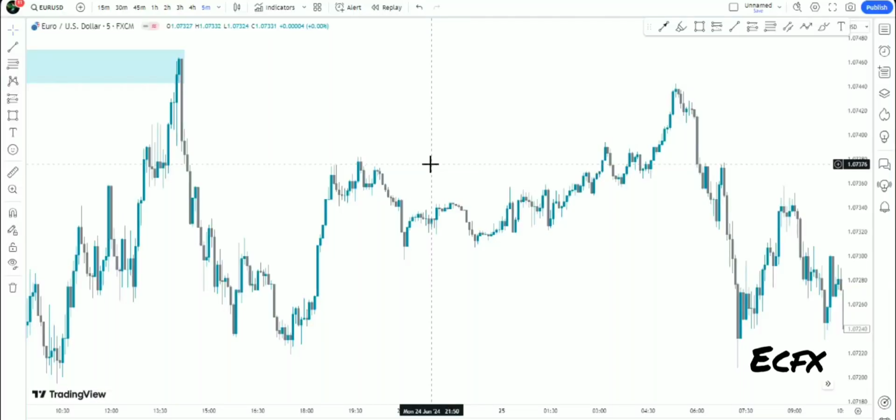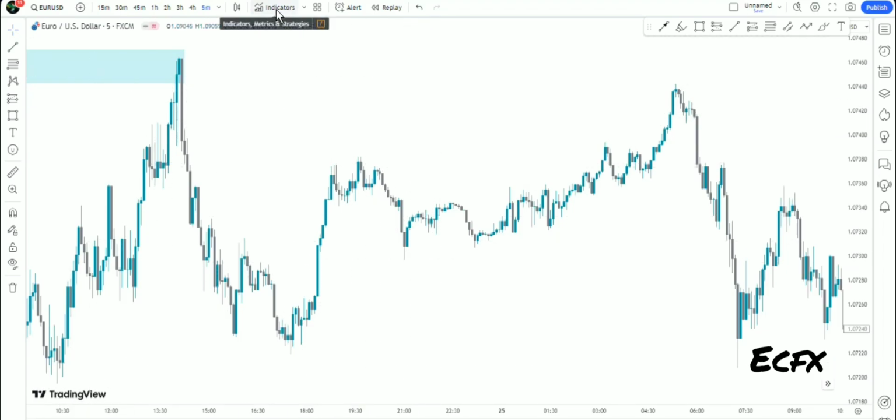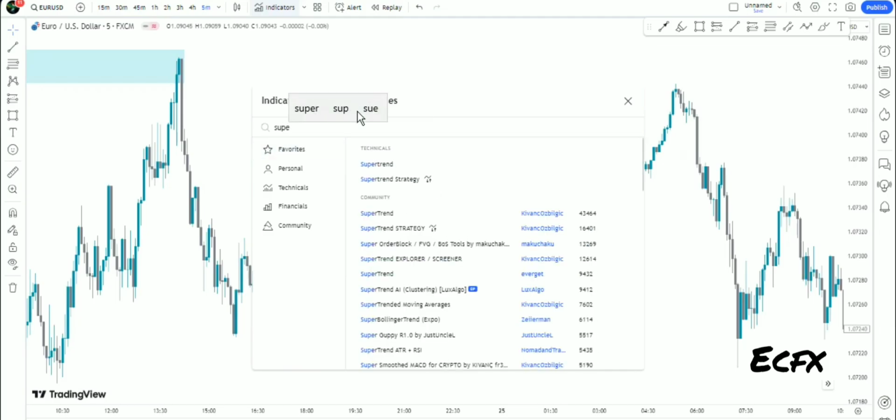Alright, so I want to share with you guys two indicators that I have been using along with my strategy, supply and demand. So what you want to do is head over to TradingView, go into the indicator section, and type in super trend indicator, right? It's going to pop up as super trend, the very first one you see.